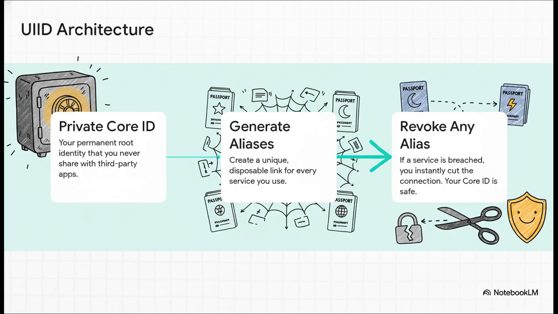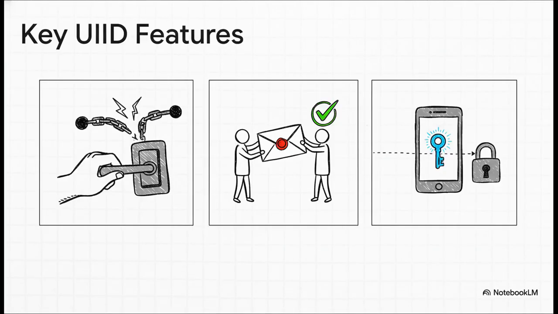Then, for every single app, every website you sign up for, you generate a disposable alias. It's like a one-time use key just for them. Now, if that service gets hacked or you just don't want to use it anymore, you just revoke the alias. Poof, the connection is gone. And the best part, your real core ID was never, ever exposed. And it gets even cooler. This whole system gives you something called a digital kill switch. This means you, personally, have the power to instantly and forever sever any service's connection to you.